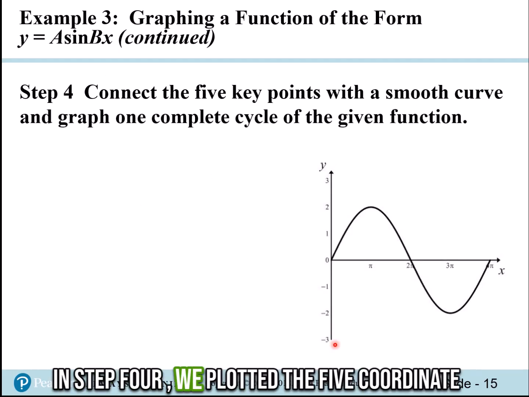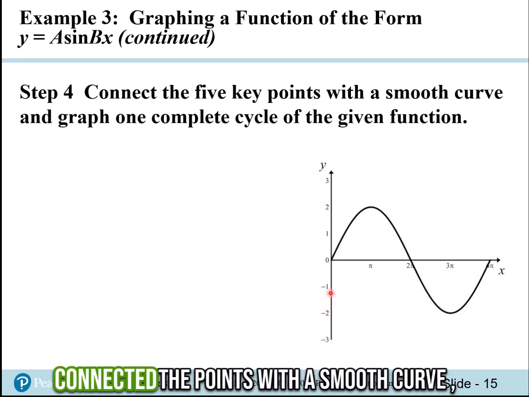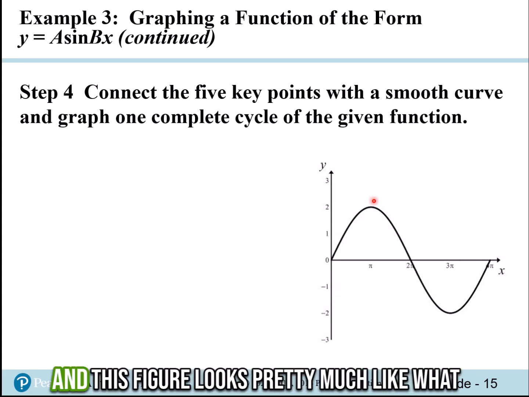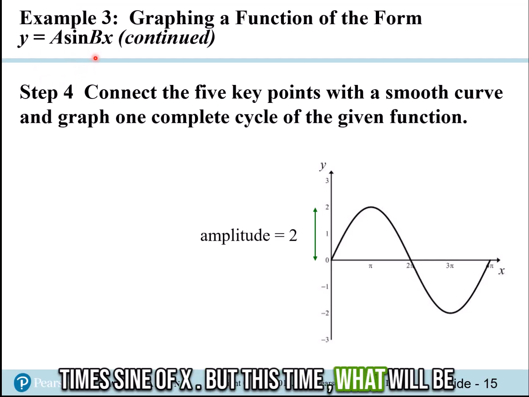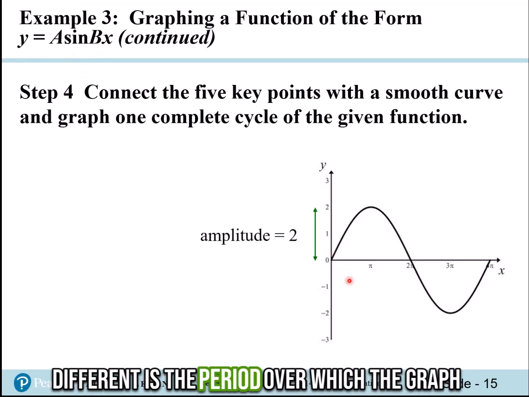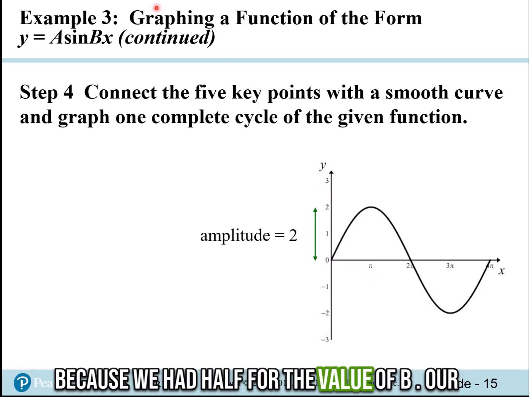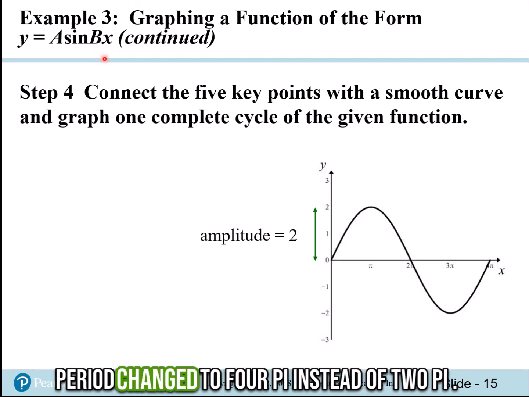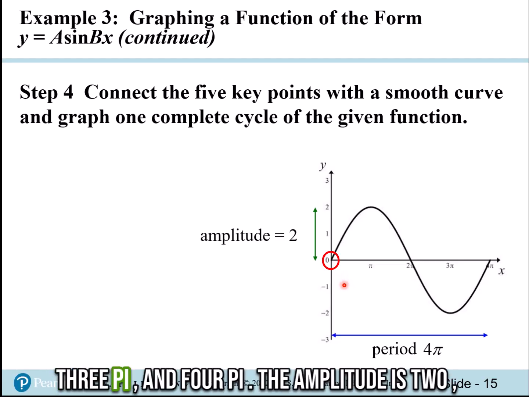In step 4, we plotted the 5 coordinate pairs that we found in step 3. We connected the points with a smooth curve, and this figure looks pretty much like what we had when we worked with the equation a times sine of x, but this time what will be different is the period over which the graph completes one cycle. It's no longer 2 pi because we had half for the value of b. Our period changed to 4 pi instead of 2 pi. So the x-axis is scaled as 0, pi, 2 pi, 3 pi, and 4 pi.